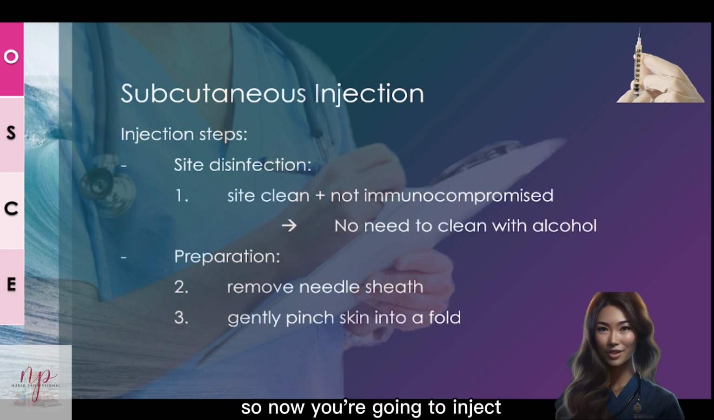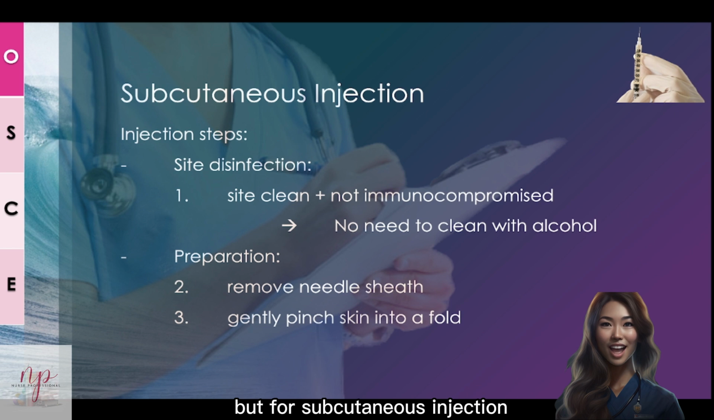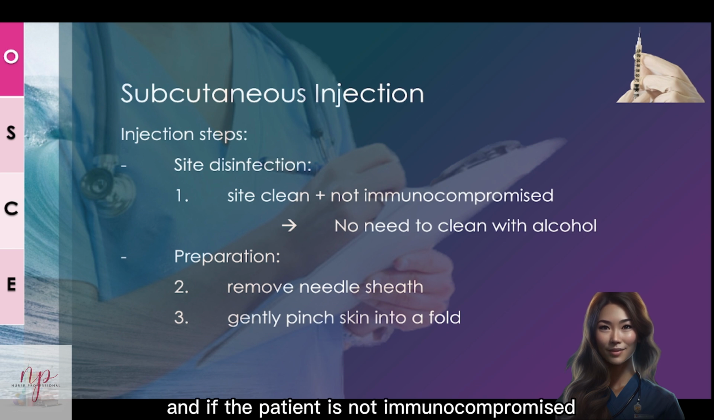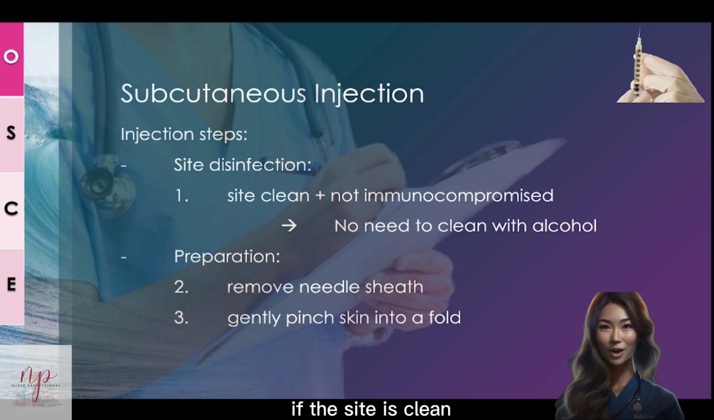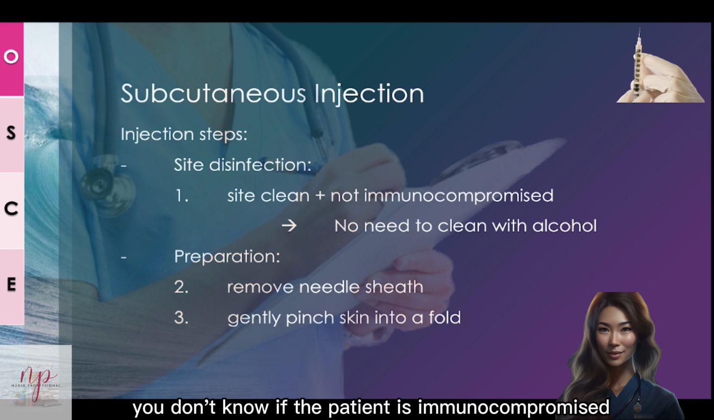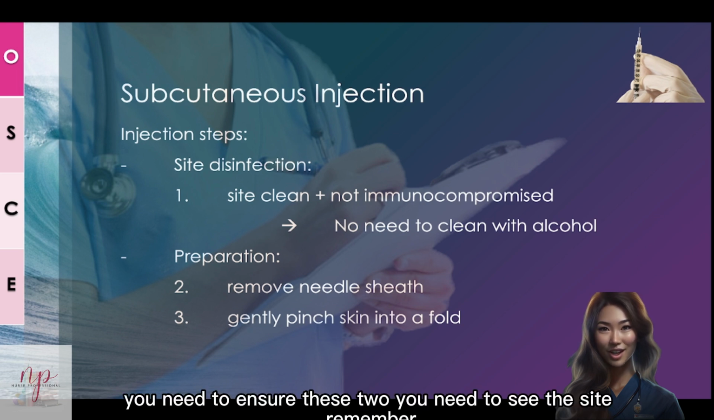So now you're going to inject the medication. You need to do site disinfection. But for subcutaneous injection, it is written down on the marking scheme that if the site is clean and if the patient is not immunocompromised, you do not have to clean with alcohol. You still need to prepare the alcohol swabs because you don't know if the site is clean. You don't know if the patient is immunocompromised. But before you inject, you need to ensure these two.